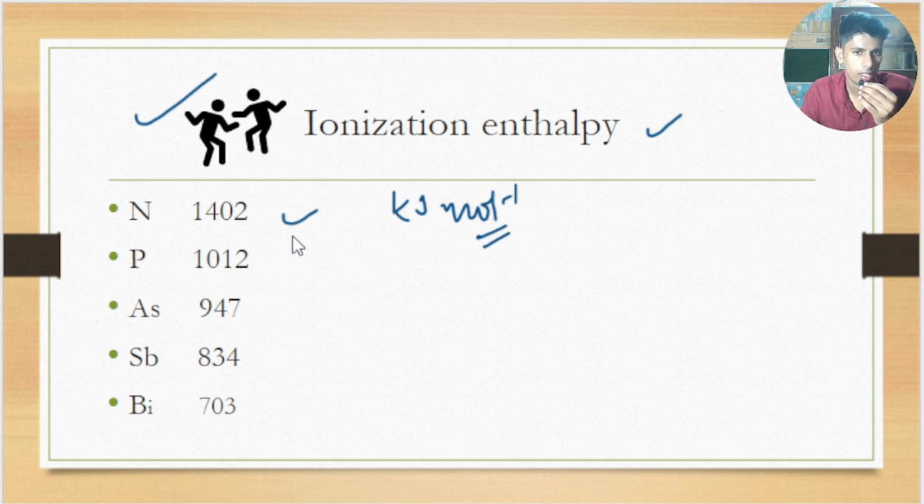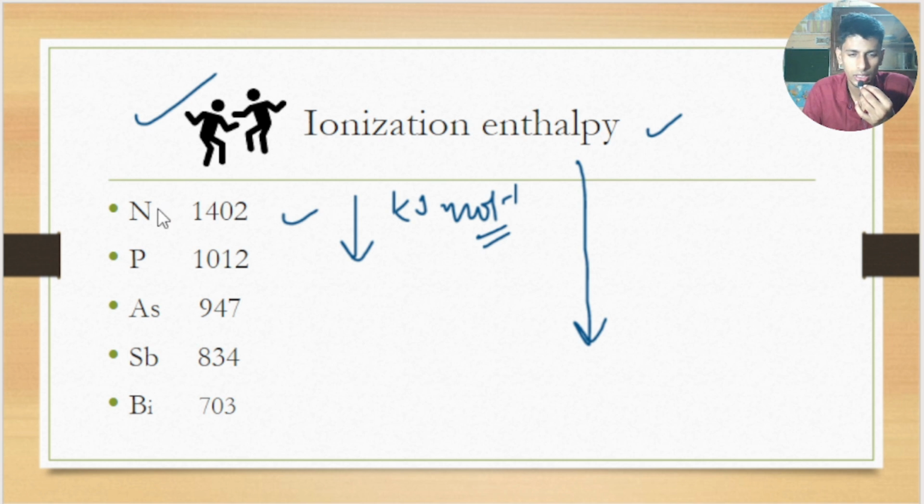But in the case of phosphorus, it is decreasing, 1012. In the case of arsenic, 947. In the case of antimony, 834. In the case of bismuth, it is 703. So generally ionization enthalpy decreases down the group because the size increases, and as size increases, the effective nuclear charge reduces. But in the case of group 15 elements, the change becomes gradual.